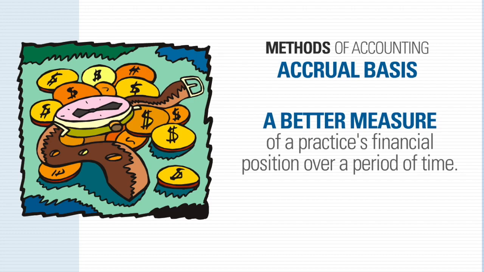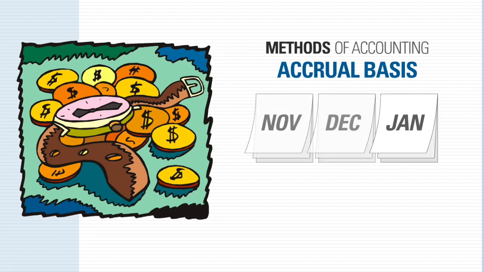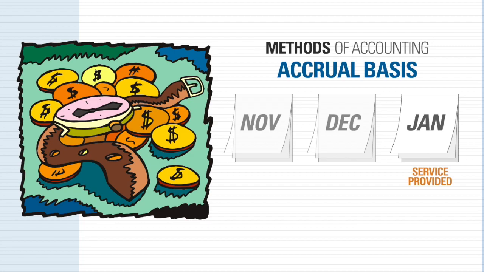A fundamental principle of accrual accounting is the matching principle. The matching principle requires that revenues of the practice be matched with the period during which the revenues are earned by the practice. For instance, if a practice provides a service in January, then the practice will also report revenue for that service in January.